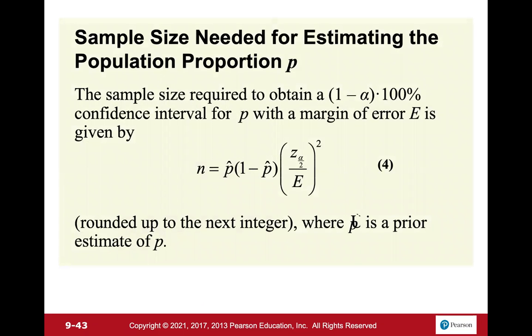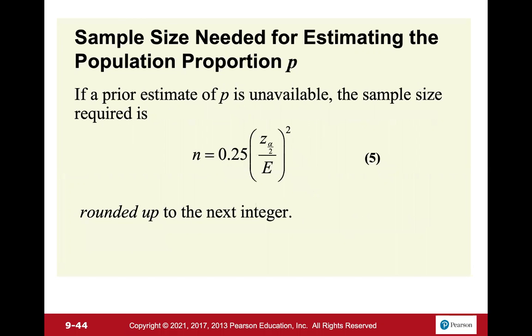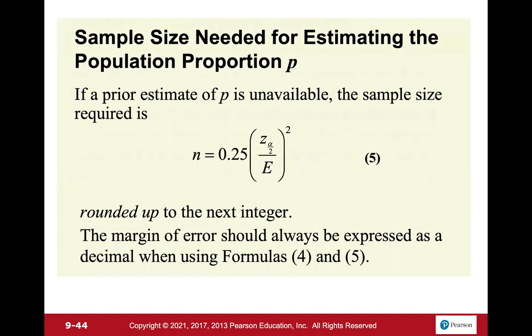So in this case, round to the next integer where p hat is a prior estimate. We're always going to round to the next integer, because we always need that value, and I'll explain it a little bit once we get those. If a prior estimate is unavailable, we're just going to use 0.5.